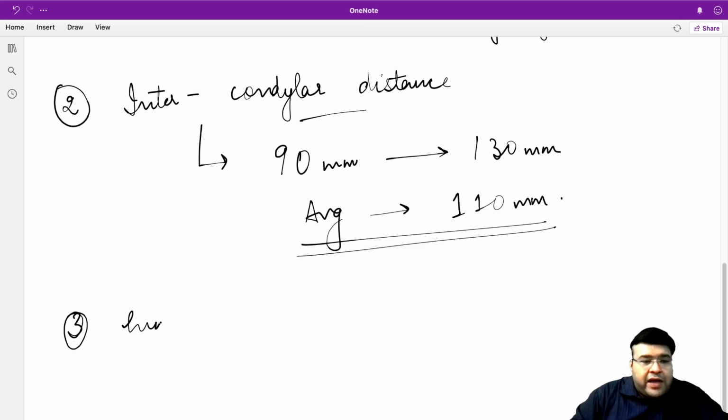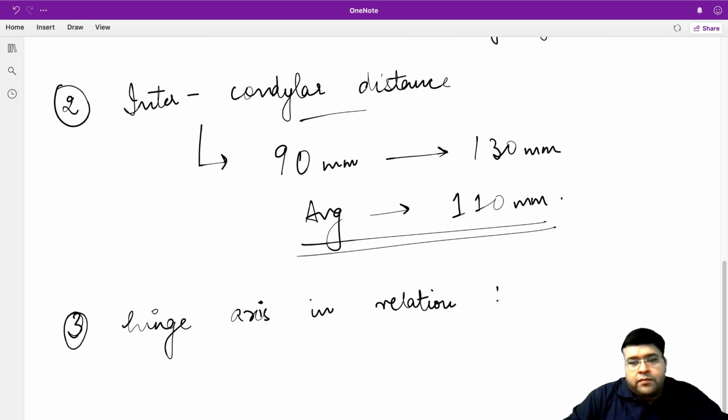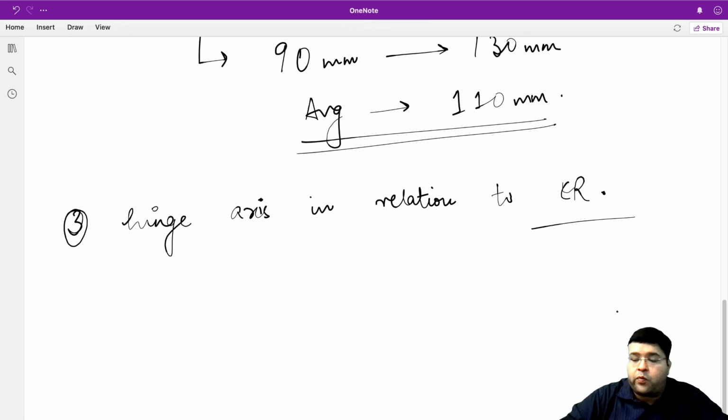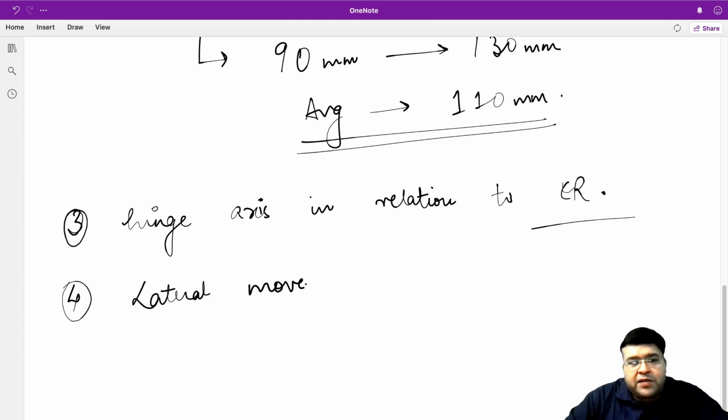Third, you have your hinge axis location in relation to the centric relation. This is not in our control, right? What will be the hinge axis location, where it is going to be related to the centric relation? All these things are fixed in a patient. Lateral movements: can I alter the lateral movements the patient is able to give me? Whether he moves 2 millimeters lateral, 3 millimeters lateral, protrusive movements, they are not under my control, right? That is what I need to record from the patient.